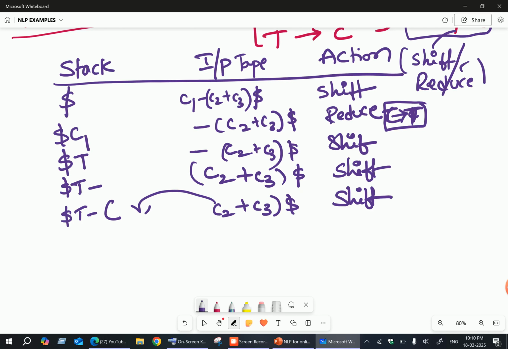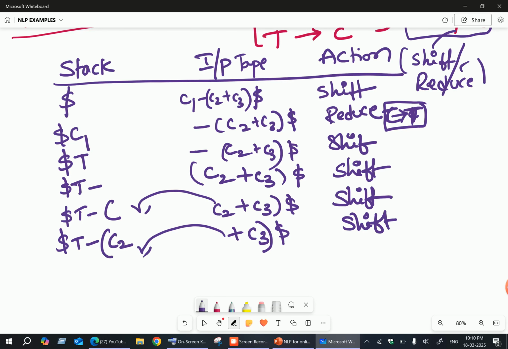That means C2 will come here. Dollar T minus of C2, so plus C3 and dollar. Again we will perform the shift action. So that means this plus will come here. So that is dollar minus T minus of C2 plus this one. The leftover is this one. Again we will perform the shift action.